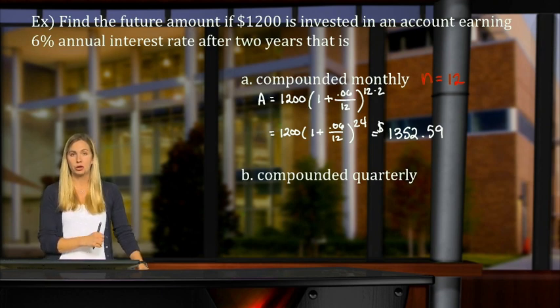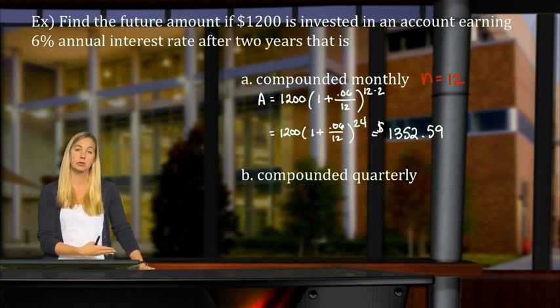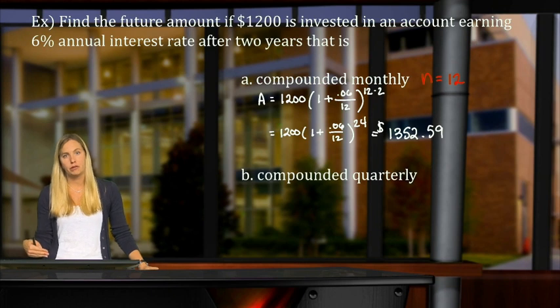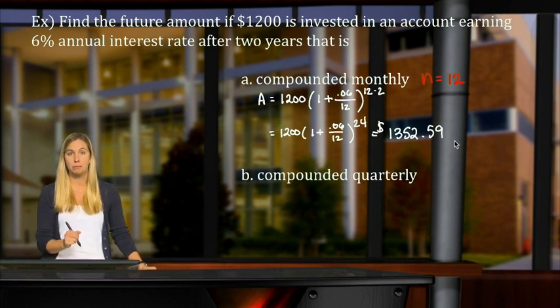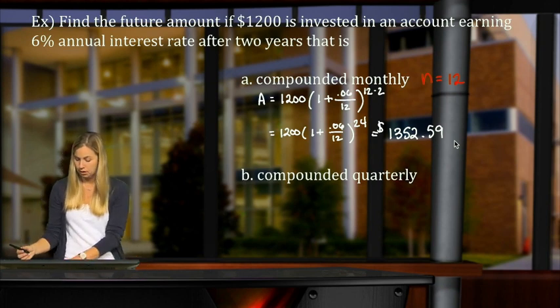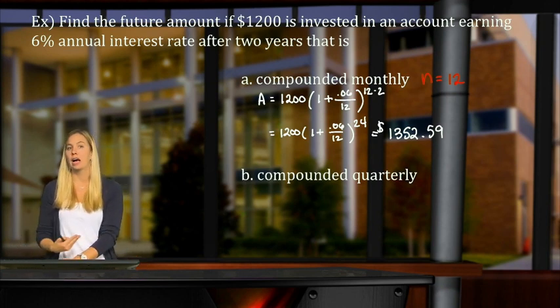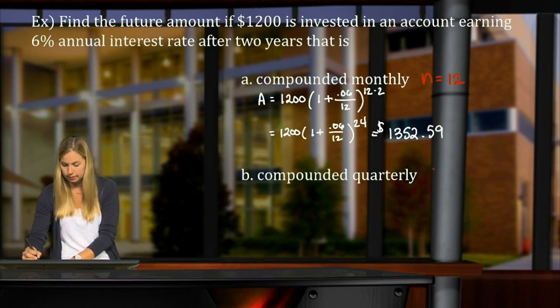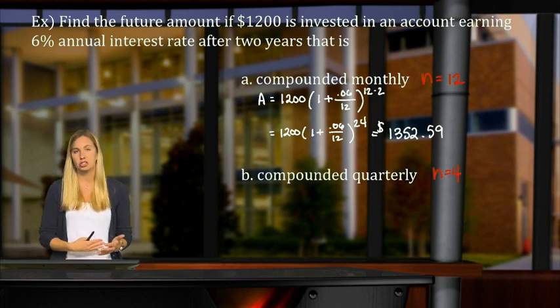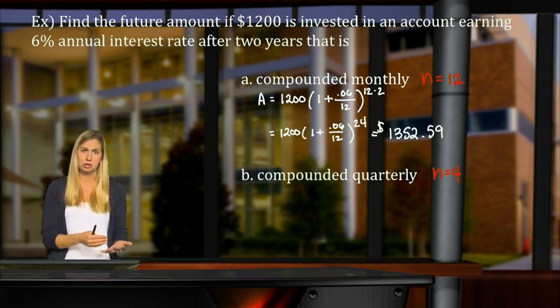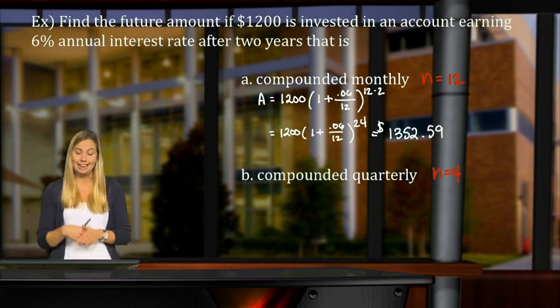Now in the next example, we're going to use the same values, but we want to investigate the amount if the account is only compounded quarterly. Now, what do you think is going to happen with our future amount? Do you think it's going to be more or less than when we compounded monthly? Since we're compounding fewer times in a year, quarterly is n equals 4. You're not going to have as much time to earn interest on previous interest, so we should have an amount that is less than what we had in our first example.